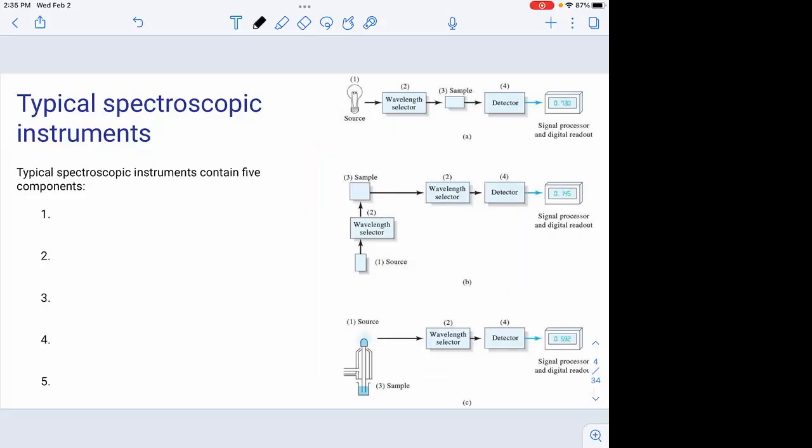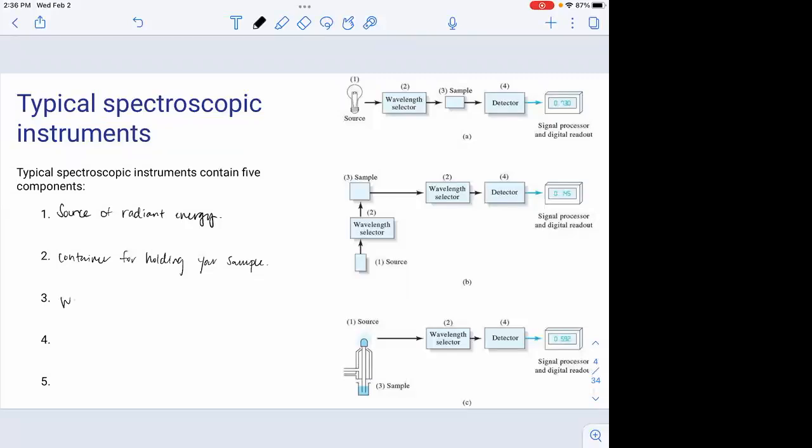The 5 components are, of course, a source of radiant energy. This is your light source. The next is a container for holding your sample. The next is a device that isolates a restricted region of the spectrum for measurement. So we call this a wavelength selector.